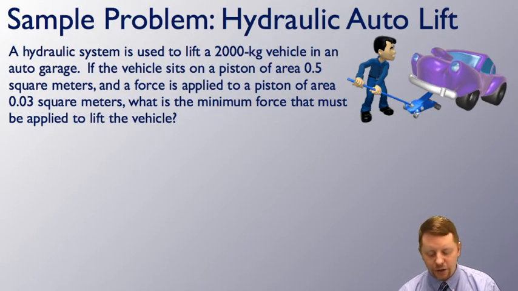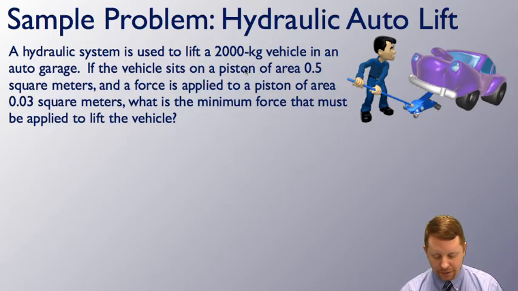Let's take a look at a hydraulic car lift. A hydraulic system is used to lift a 2,000 kilogram vehicle in an auto garage. If the vehicle sits on a piston of area 0.5 square meters and a force is applied to a piston of area 0.03 square meters, what is the minimum force that must be applied to lift the vehicle?